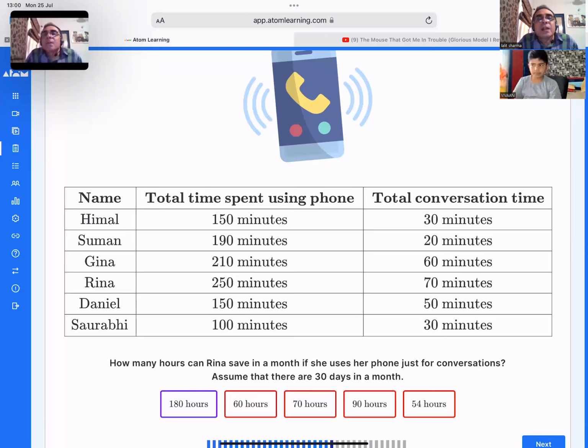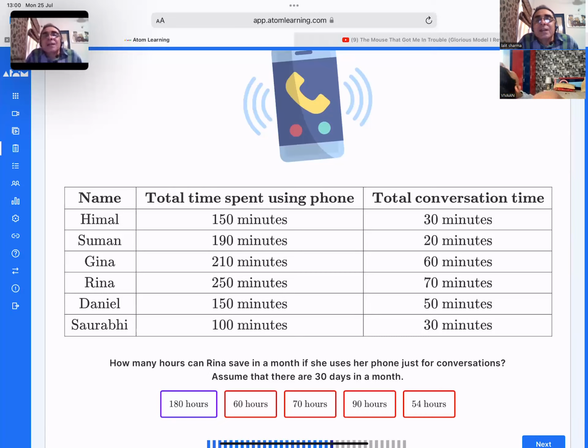Yeah. Okay, but the table is given in minutes. So the time that she saves, obviously, is in minutes. And second thing, it's data that is for daily. We need it for monthly, 30 days in a month. Read the question very carefully before you come to a conclusion.